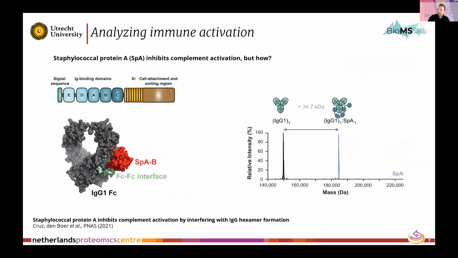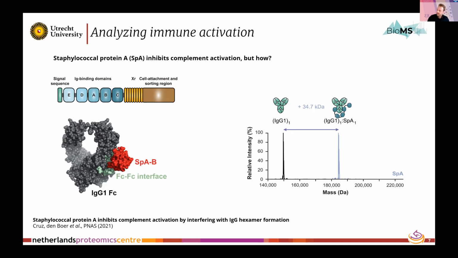But we can also take these kinds of experiments one step further, for example, by analyzing larger immune complexes. This is what we have done in this example project. For this project, we were looking into staphylococcal protein A, or SPA, which is known to inhibit immune activation by the complement cascade. SPA is a bacterial protein that is known to bind to the Fc of antibodies. We hypothesized that perhaps this binding of SPA could interfere with the interactions between antibodies that are relevant for complement activation.